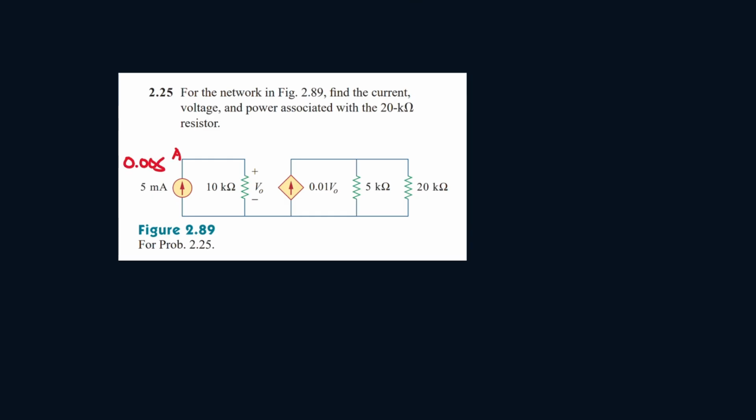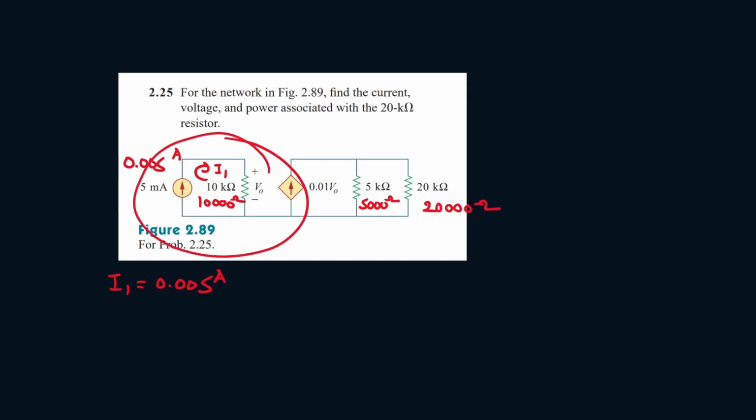0.005 amps. This one will be 10,000 ohms. This one will be 5,000 ohms. This one will be 20,000 ohms. Let's do a mesh for this portion. Let's call it I1. And first thing we see, we already know what I1 is because it's passing along the 5 milliamp current source. So I1 will be equal to 5 milliamps, which is 0.005 amps. And we know that I1 will be the current for this entire region.